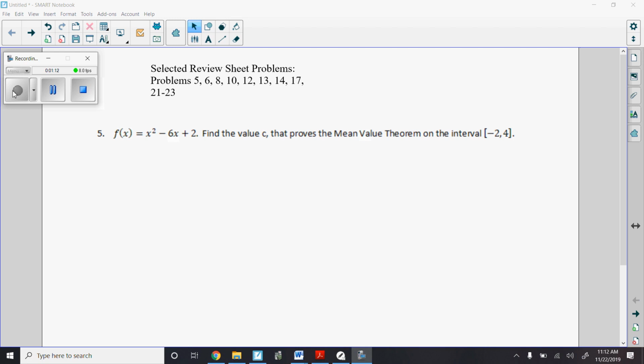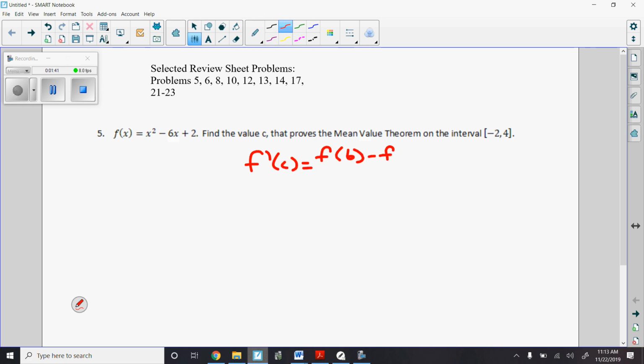Okay, the first problem says f of x equals x squared minus 6x plus 2. Find the value c that proves the mean value theorem on the interval -2 to 4. So when I see this, I see I'm supposed to find c, and I'm supposed to prove the mean value theorem. We need to know the equation for the mean value theorem, which is this. So that's our formula that we know and love. Now we just have to apply it to this particular problem.